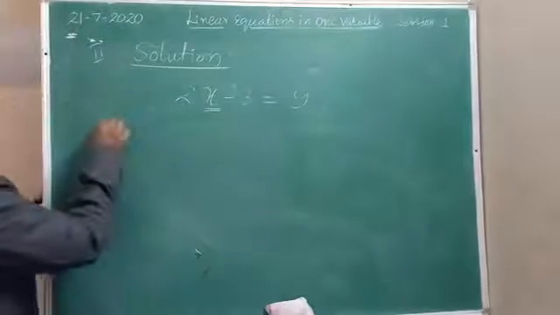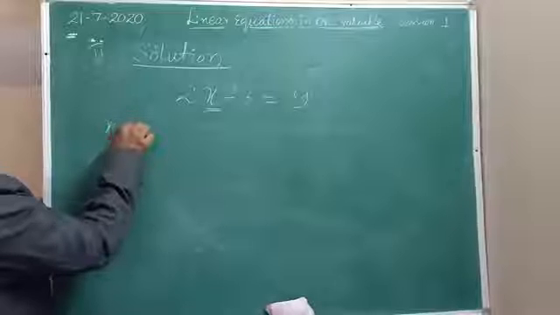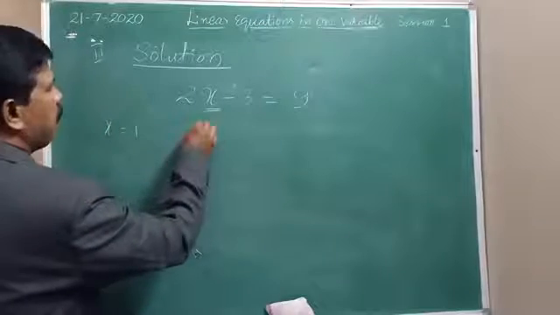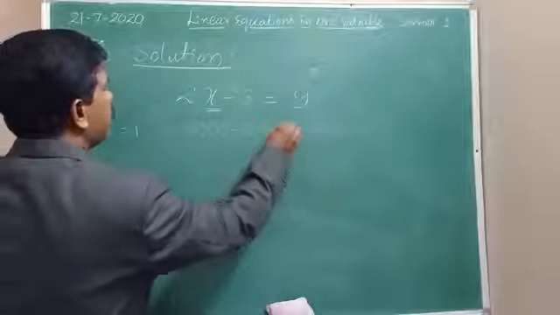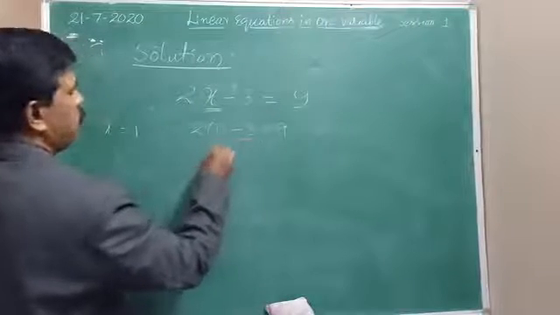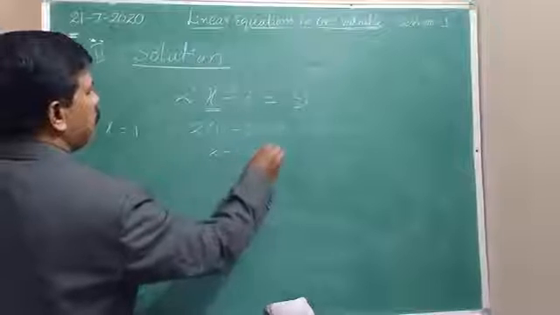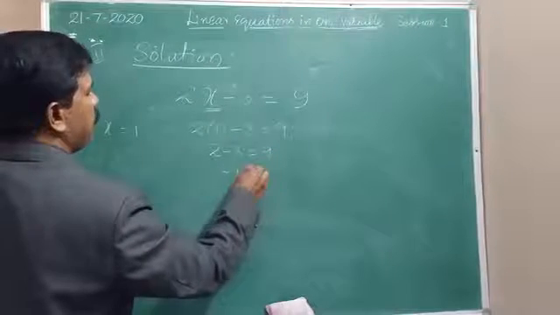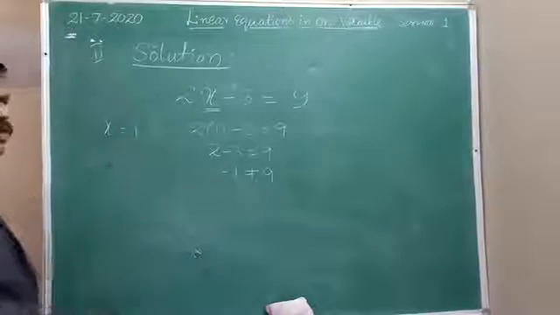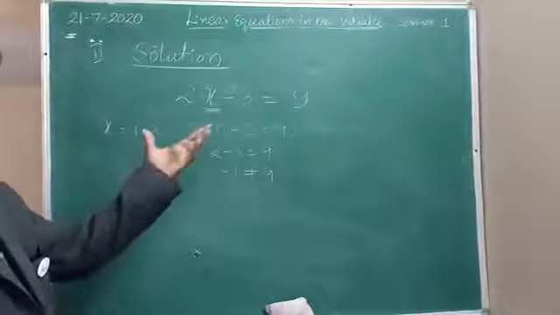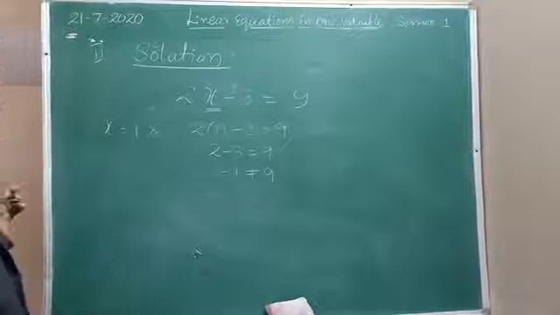So, let us take x is equal to 1, then what does it become? 2 into 1 minus 3 equals 9. 2 ones are 2, minus 3 is equal to minus 1, not equal to 9. So 1 is not the solution. So this is the way of finding the solution.